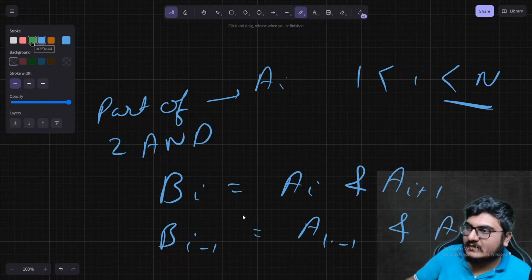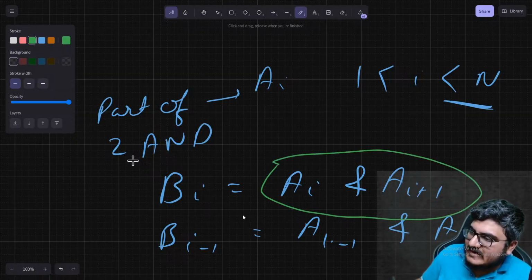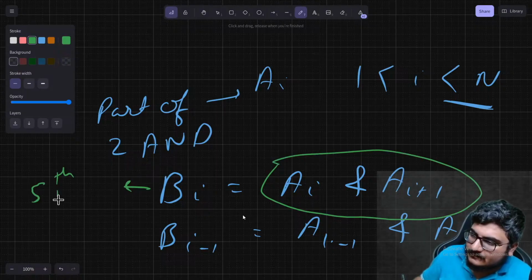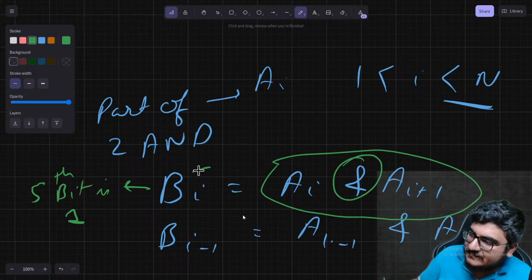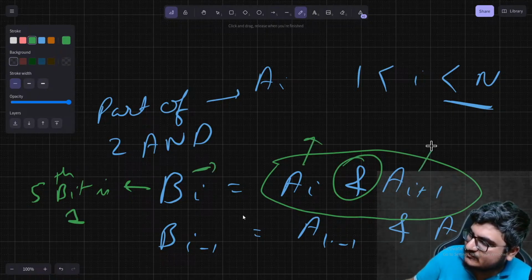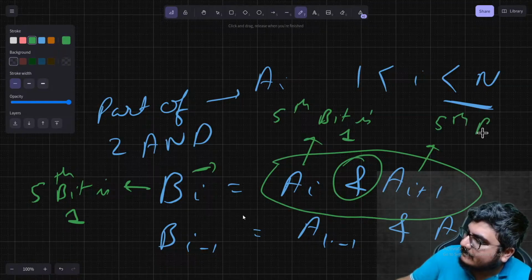What does this statement mean? Let's say fifth bit is on in Bi. And because it's an AND operation, if fifth bit is on in Bi, it means fifth bit is 1 in Ai and fifth bit is 1 in Ai plus 1. Not necessarily. Wait, is that true? Oh yes, it is. Yeah.